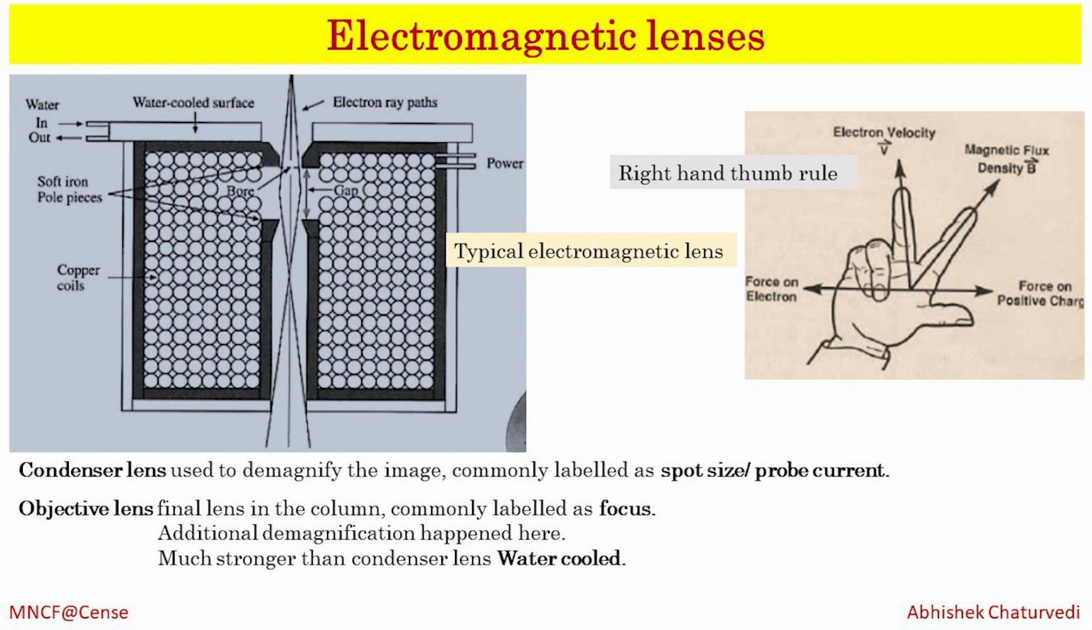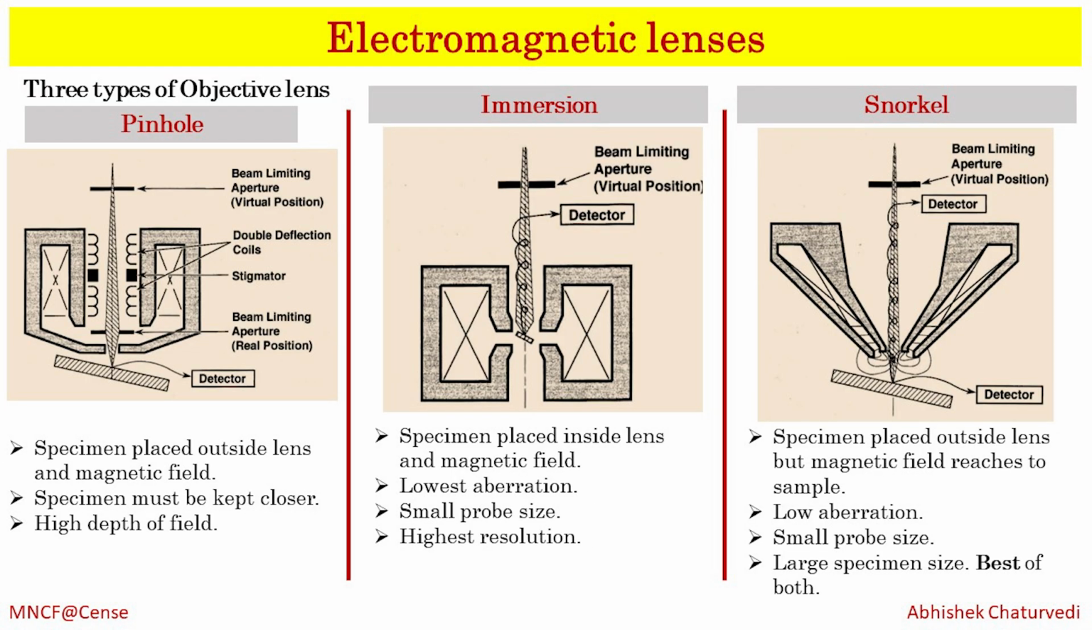You have the condenser lens. Now, what is the role of the condenser lens? Please note, it is very important to note down the roles of different kinds of lenses. The condenser lens is used to demagnify the image, commonly labeled as spot size or probe current in different SEMs. The objective lens is the final lens in the column, commonly labeled as focus. Whenever we are changing the focus knob, in a second we will discuss the console of our SEM, that time the objective lens comes into play. Okay, these are different kinds of lenses like pinhole lens, immersion lens, or snorkel lens.